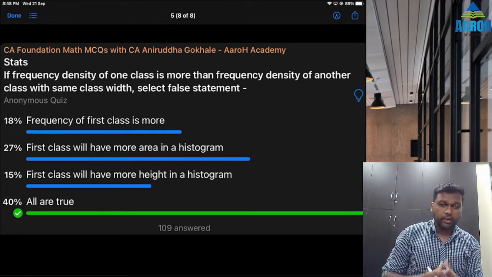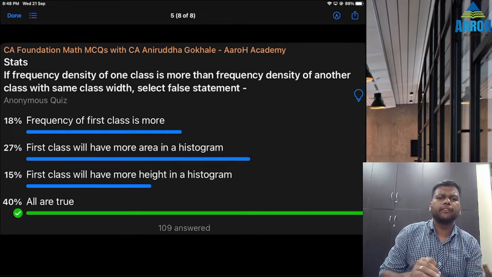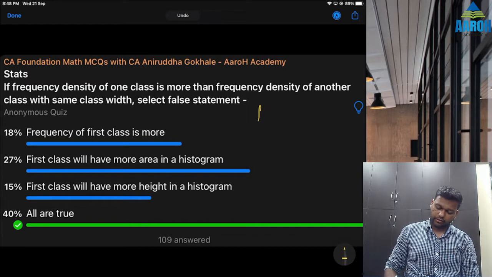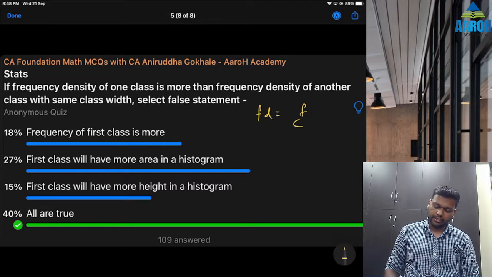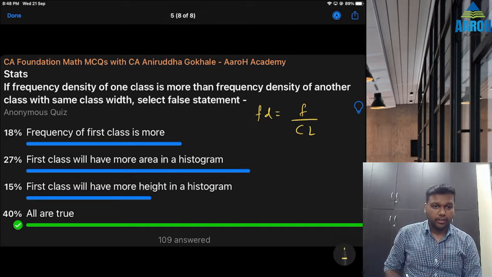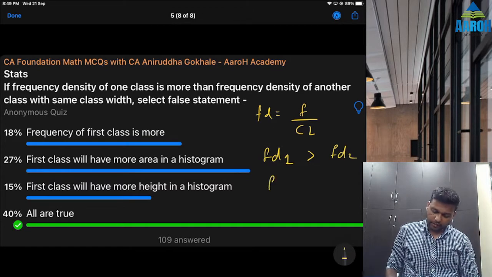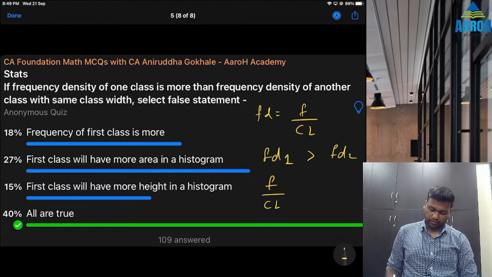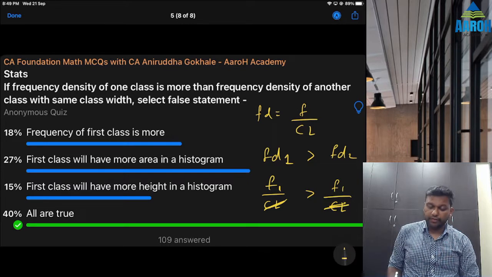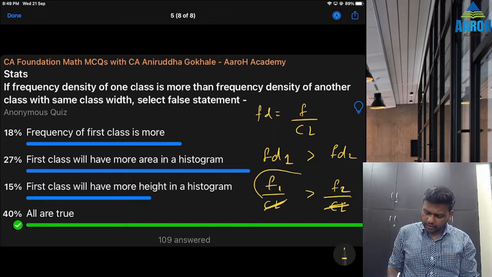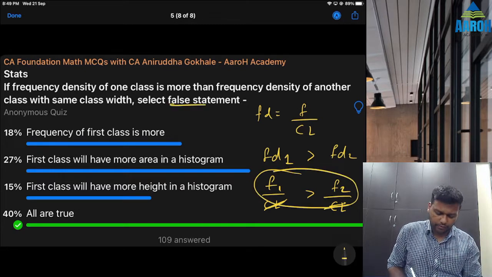Okay, fine. If the frequency density of one class is more than the frequency density of another class with the same class width. First of all, what is frequency density? Frequency upon class length or class width, right? Now they are saying the frequency density of one class is more than the frequency density of the other class with the same class width. That means, if the class width is the same, the frequency of the first class is greater than the frequency of the second class. That's it. Let's see what is the false statement.